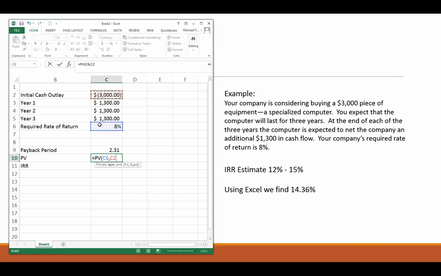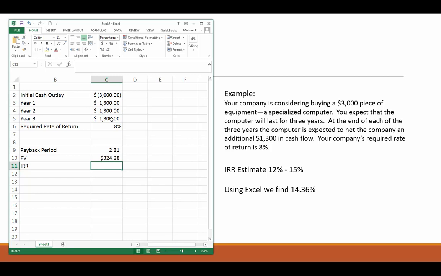Let's see. Oh, you know what? I'm actually going to use the net present value formula, sorry, NPV. And then what I do is I do the rate, and then I do value 1, which is negative 3,000. That's the amount paid out at the beginning. Value 2, which is 1,300 at the end of the first period. 1,300 at the end of the second period. 1,300 at the end of the third period. I close the parenthesis, and it's going to calculate it for me.